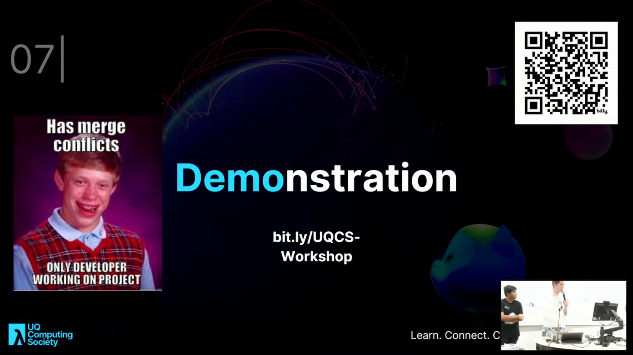So there's a link up there, bit.ly/UCS-workshop. If you type that link in, that'll take you to the repository I've created. There's also a QR code. So if you're on your phone and you really don't want to grab your laptop out, you can look at the repository to see the changes. Follow along. Now, I'm going to give you a minute just to type that in really quickly.